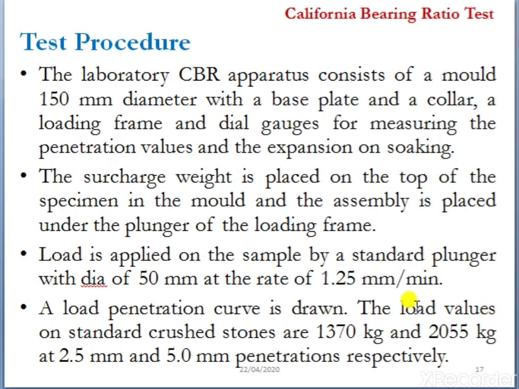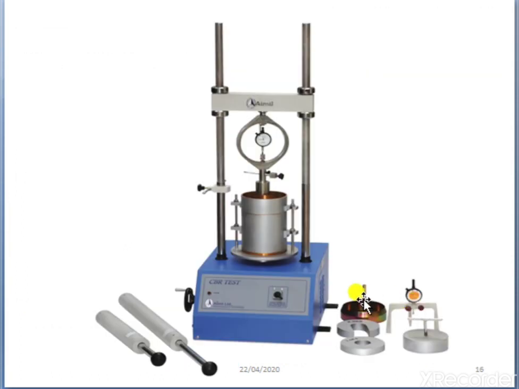So after compacting the last layer, the collar is removed and the excess soil above the top of the mold is trimmed off by means of a straight edge. So here you can see a cylinder. When the cylinder is filled with the soil sample, a collar is placed above the cylinder. Once the compaction job is completed, the collar is removed and the excess soil is trimmed off using a straight edge.